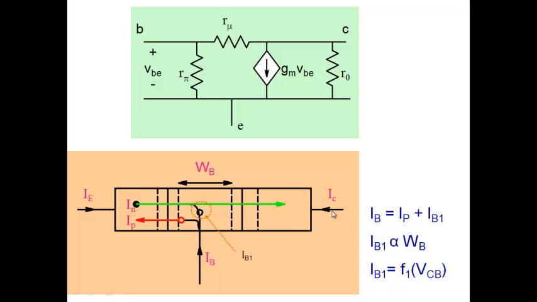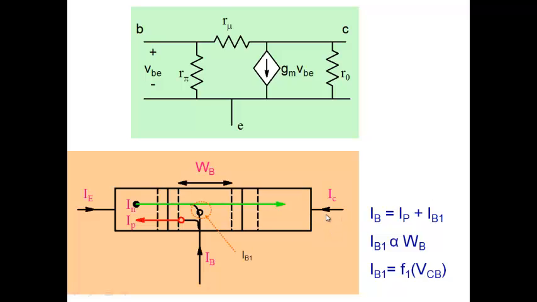As I change my collector voltage, this depletion region that you see here becomes larger, and the base width becomes smaller, and therefore my current, that IB1, becomes smaller. And therefore what you are seeing is that the overall base current starts depending on the collector voltage. So that's where the dependence of base current on collector voltage is coming from.